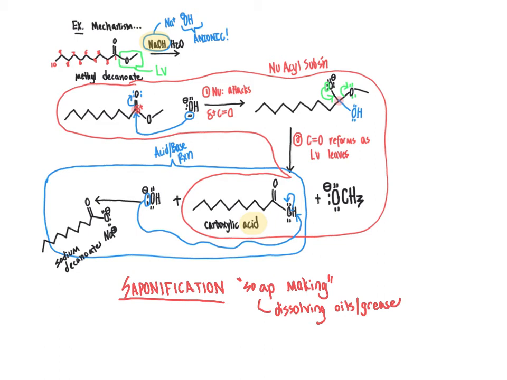Well, the reason this is called a soap making or saponification reaction is if we have a long chain alkyl group here, this long alkyl chain, which in many cases is not just 10 carbons, but more like 20 carbons, the long alkyl chain is going to be very hydrophobic.